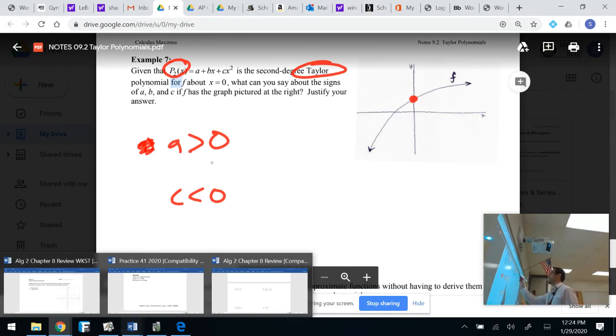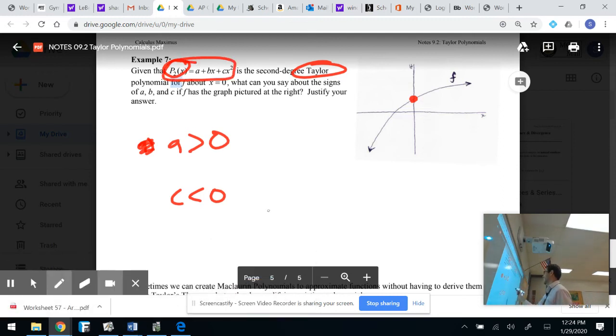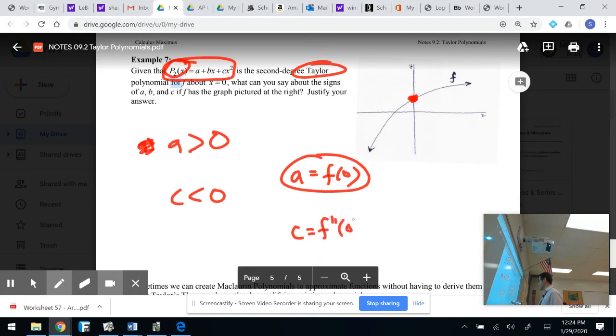But let's bring this back a little bit, okay? How do I get A? A is equal to f of 0. Well, f of 0 we've got right there. What would C be equal to? C would be equal to the second derivative over 2 factorial, but the second derivative in this case would have to be negative, and that's how I knew that. It's concave down.